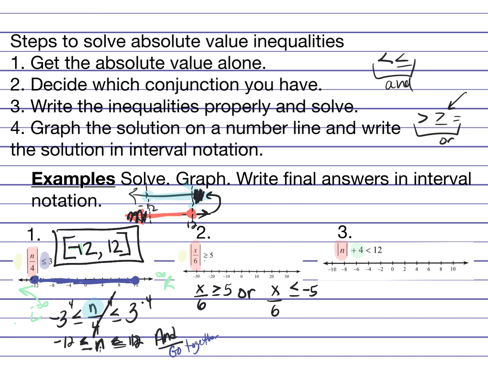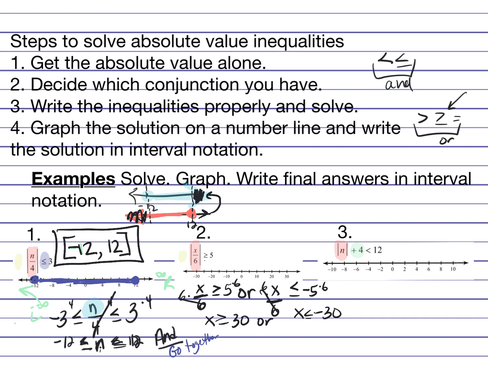And now we're going to solve both of those. How do I get rid of dividing by 6? I multiply by 6. So x is going to be greater than or equal to 30. Or how do I get rid of dividing by 6? Multiply by 6. X is less than or equal to negative 30.